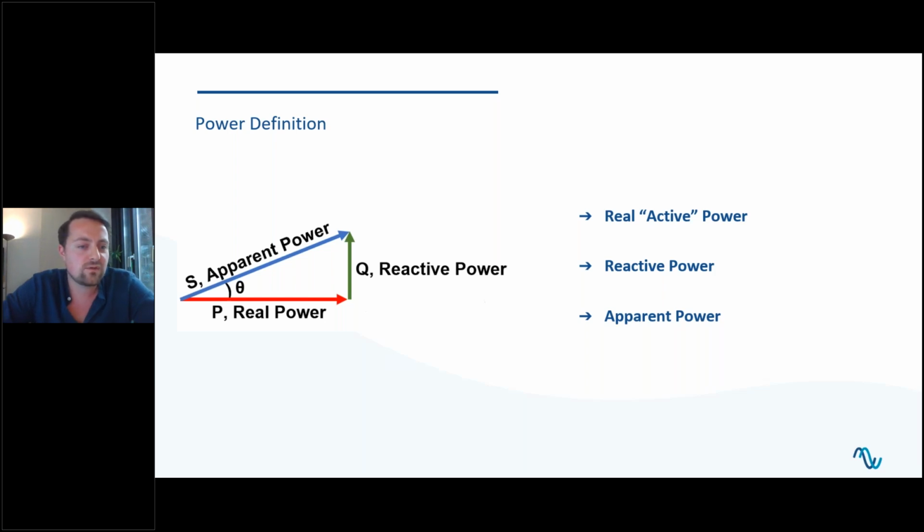And lastly, we have the apparent power. The apparent power is the vectorial sum of the real power and the reactive power, and it represents the total power flow, with both the real and the reactive power components, into a grid. This type of power is measured in VA, volt-ampere.